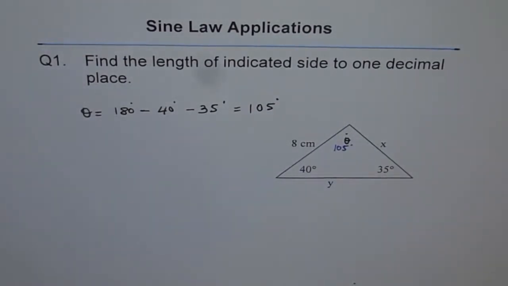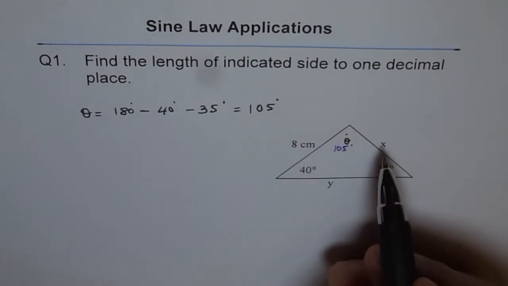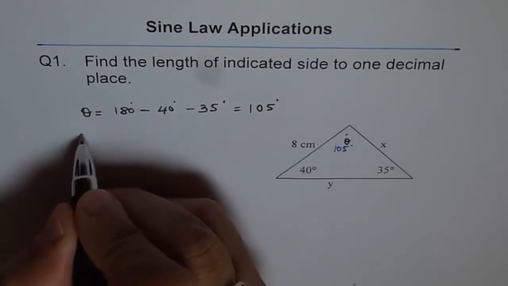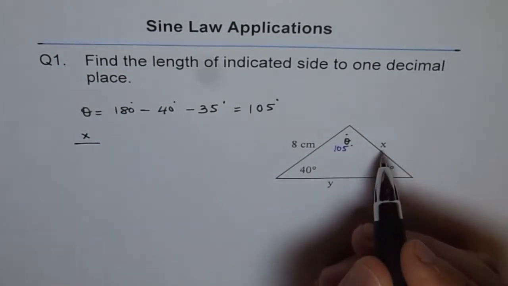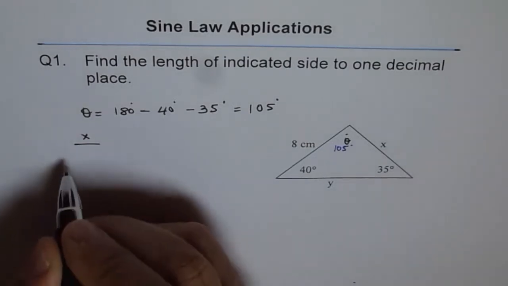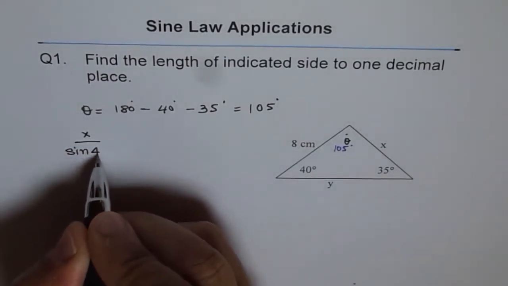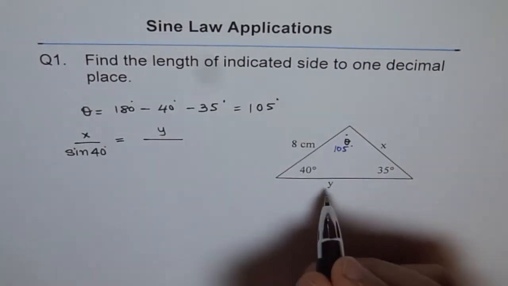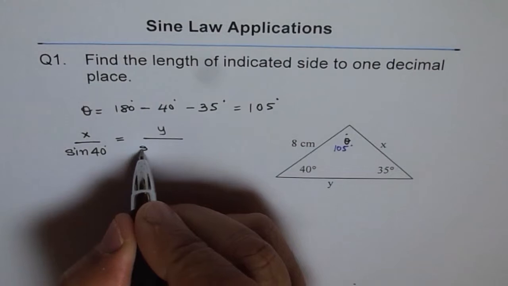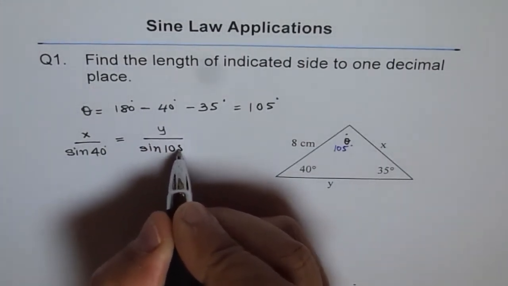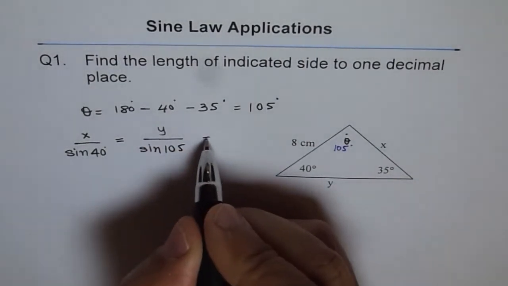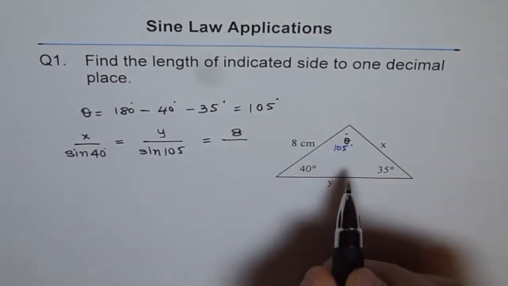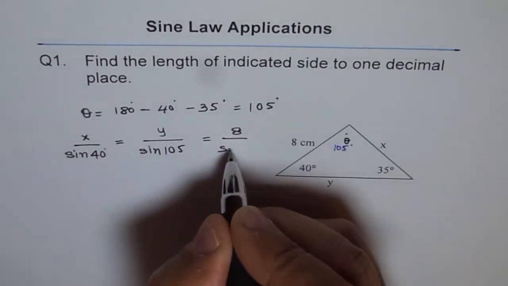Now we'll write our sine ratios, and we need to find x and y. So we can write our equation as x, which is the side, and the angle opposite to x is 40. Sine of 40 degrees should be equal to y over sine of the angle opposite to it, which is 105, sine of 105, and equals the known values. Purposely I have written the known value at the end, 8 over sine 35.